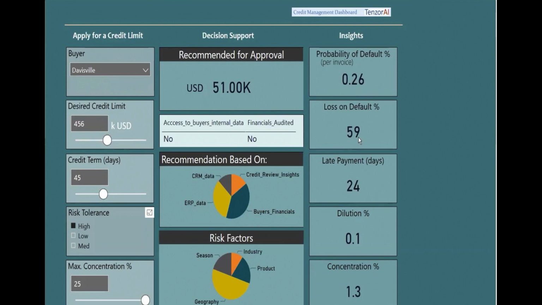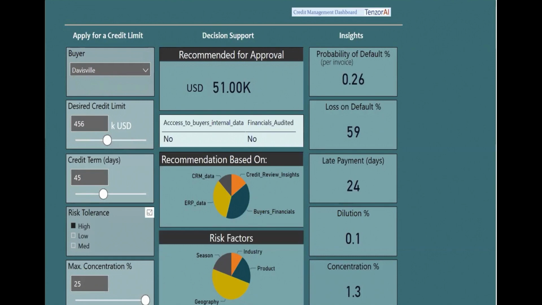It's showing me loss given default. It's showing me how late my payment will be. So in this case, they are not very good. They are 45-day terms, which are already quite long, and there's a 24-day expected delay. It also shows what my expected dilutions are, so which part of the invoice is not going to be paid because there will be a credit note or other things not credit related.